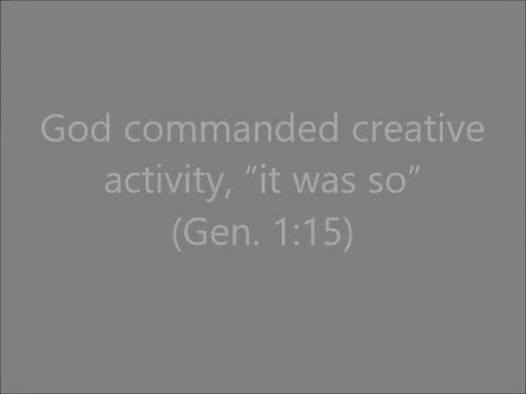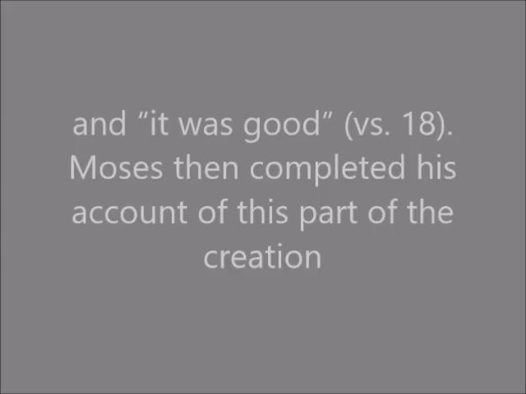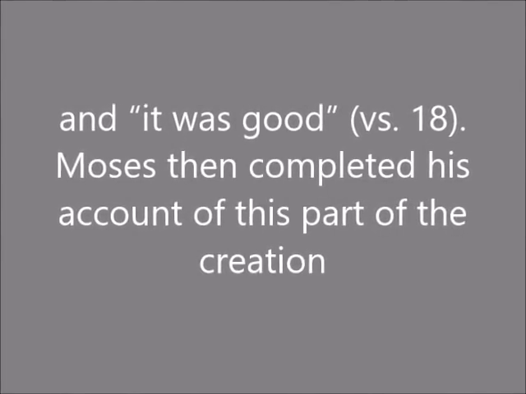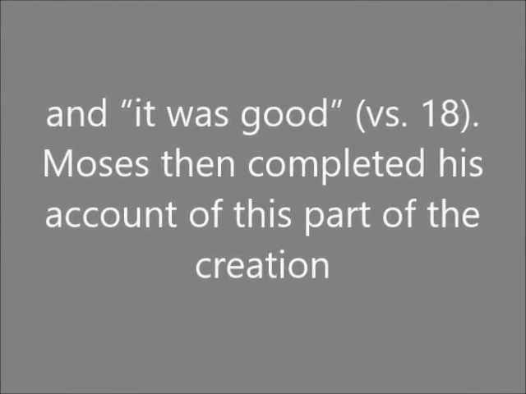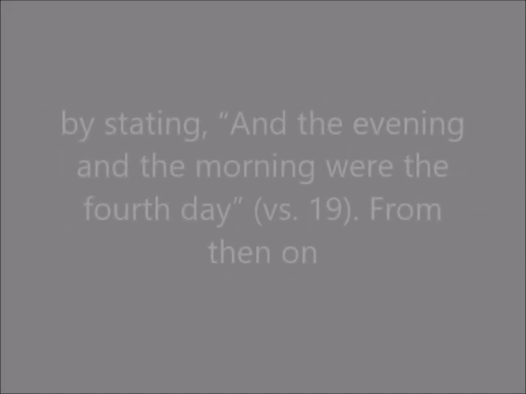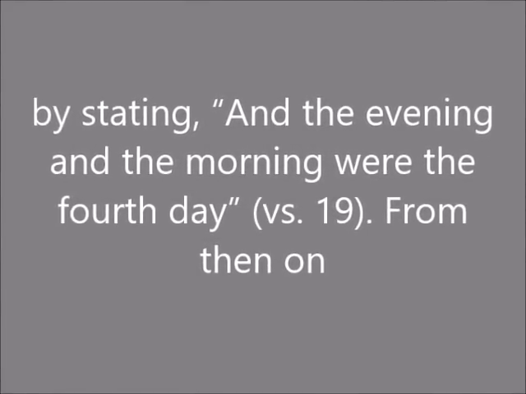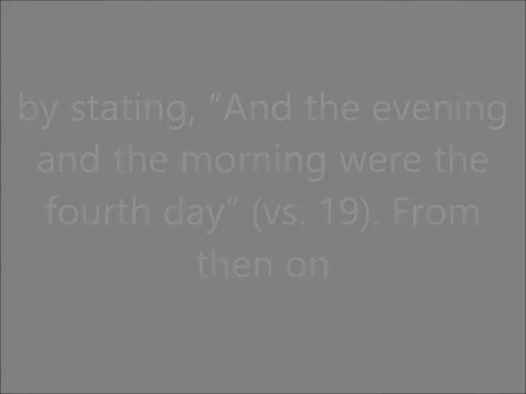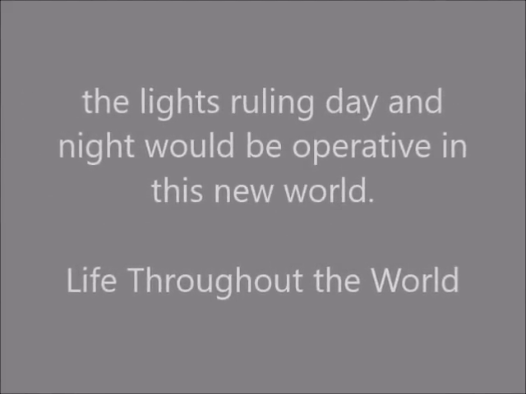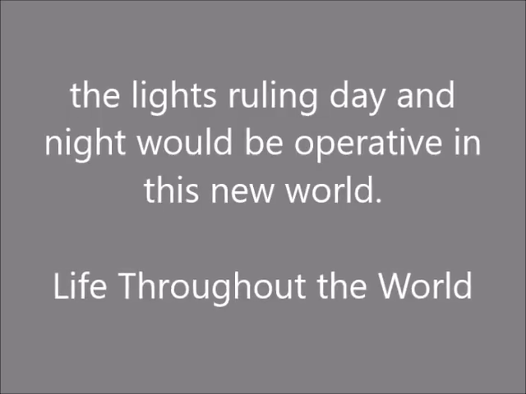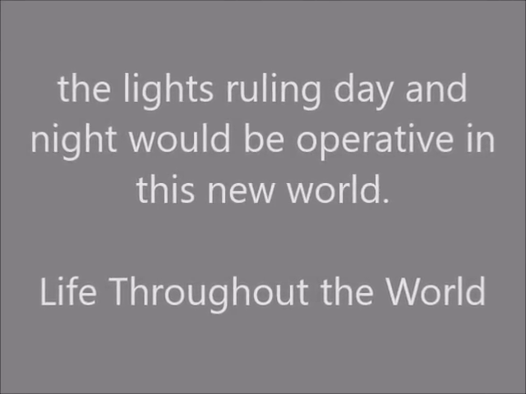Genesis 1:15. And it was good, verse 18. Moses then completed his account of this part of the creation by stating, "And the evening and the morning were the fourth day," verse 19. From then on, the lights ruling day and night would be operative in this new world. Life throughout the world, verse 20.